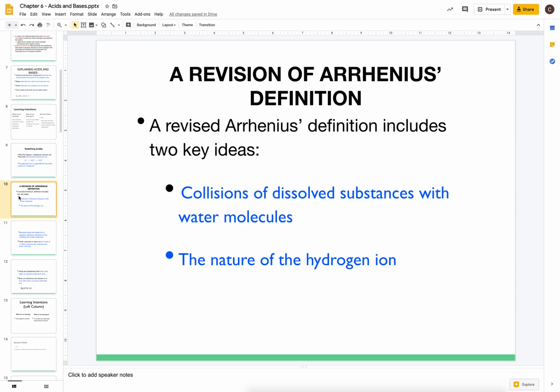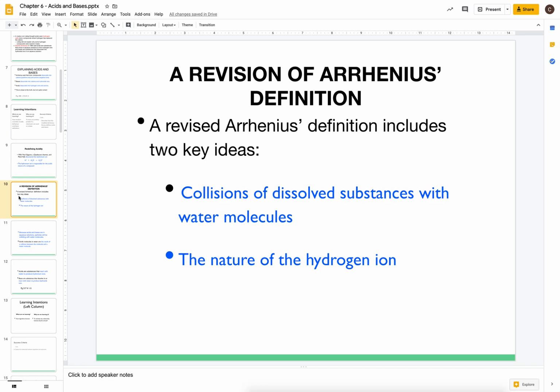Well, the revised definitions of Arrhenius' theories we use take into account both of the facts we just talked about, although we glossed over them super quickly. One is that collisions of substances are happening with the water molecules in solution all the time. And we know that when two substances collide, there's the possibility of a reaction taking place. And then the other is the nature of the hydrogen ion.